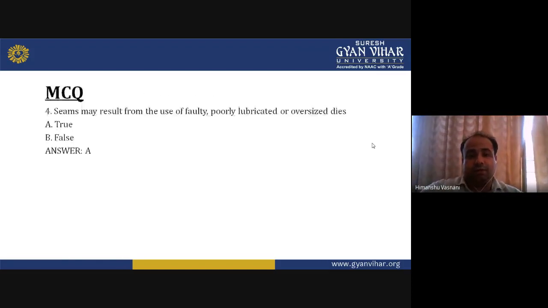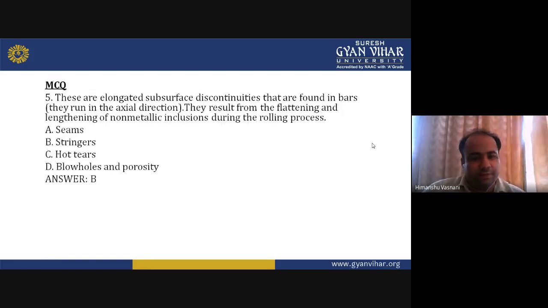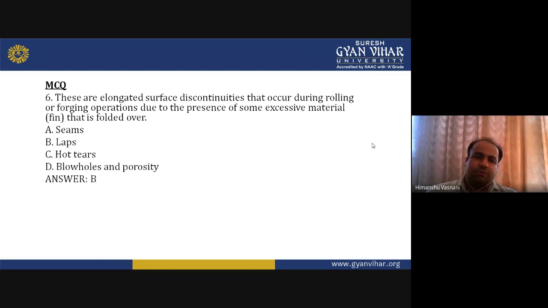Then the fifth one: these are elongated subsurface discontinuities that are found in bars. They run in the axial direction. They result from the flattening and lengthening of non-metallic inclusions during the rolling process. So here I explained to you in the starting only that these are called stringers. Subsurface discontinuities. Okay, then next question.